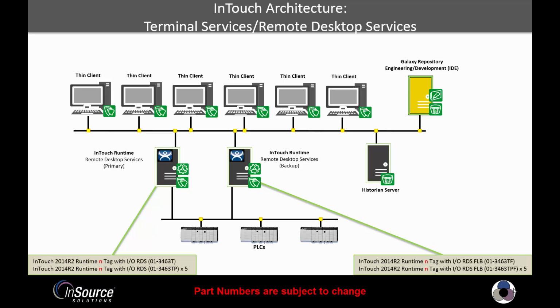For my terminal server, this is where I mentioned before, I have a part number that ends with a T. In this example, however many tags I have in my application, I have to specify at least one RDS or remote desktop server license, and then 5 additional ones for my other clients to make a total of 6. So in this scenario, because I have a backup server, I'm purchasing another set of licenses that end with a TF and a TPF.